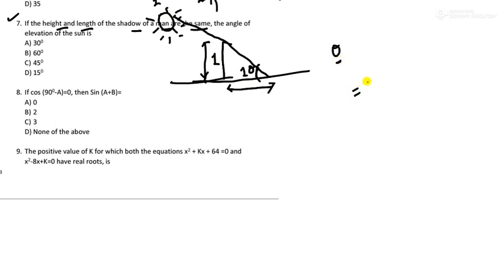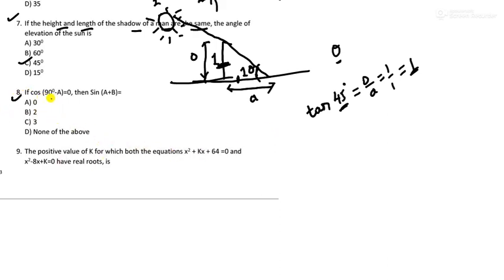For this theta, this side is the opposite and this is the adjacent, right? O by A is 1 by 1, which is equal to 1. So for which value of theta is it 1? It is for 45. For tan 45 you get the answer as 1. Therefore the answer is 45 degrees. Okay, next question. Question number 8.